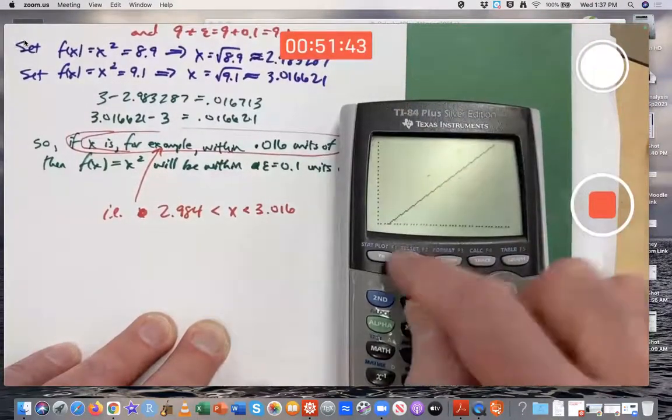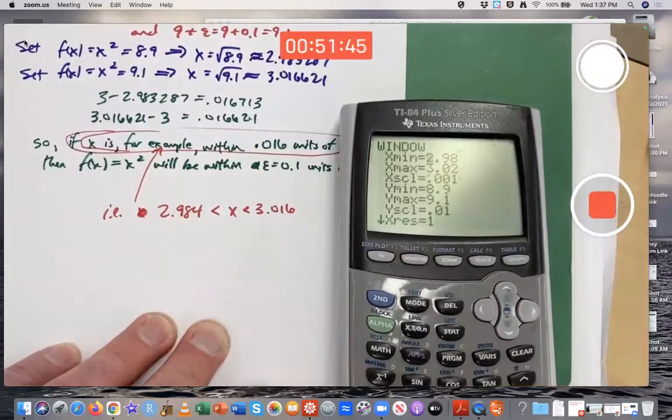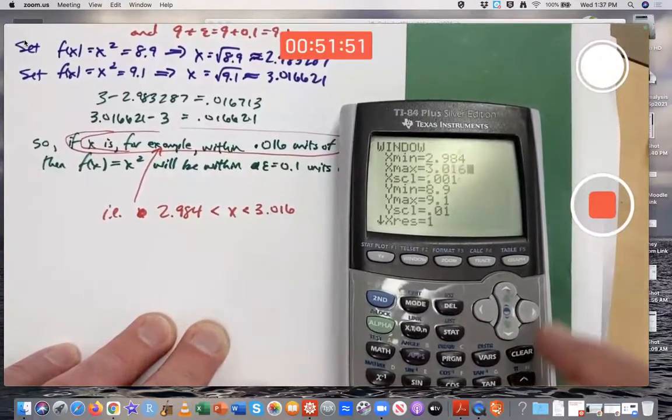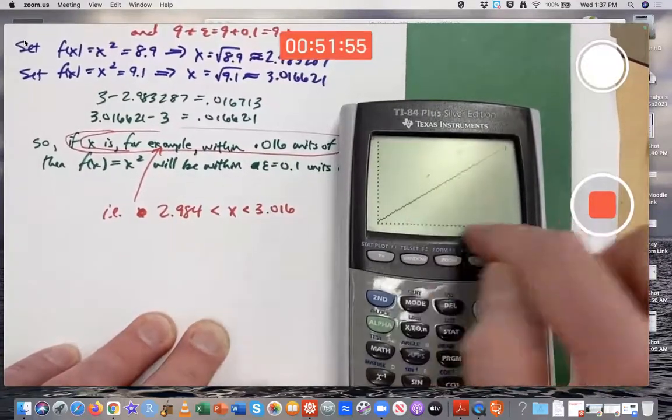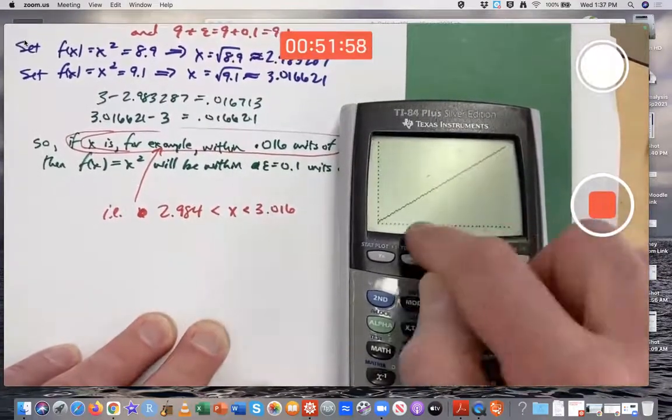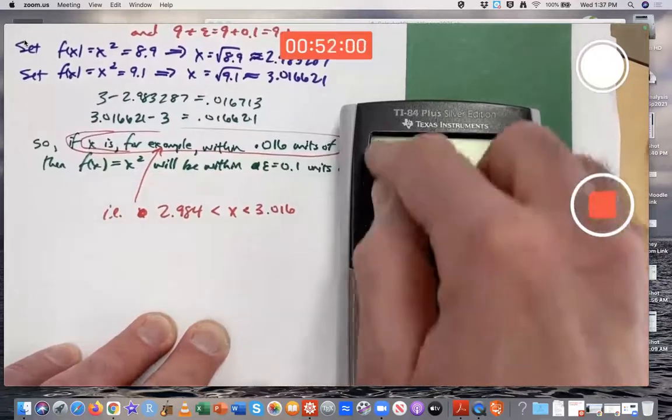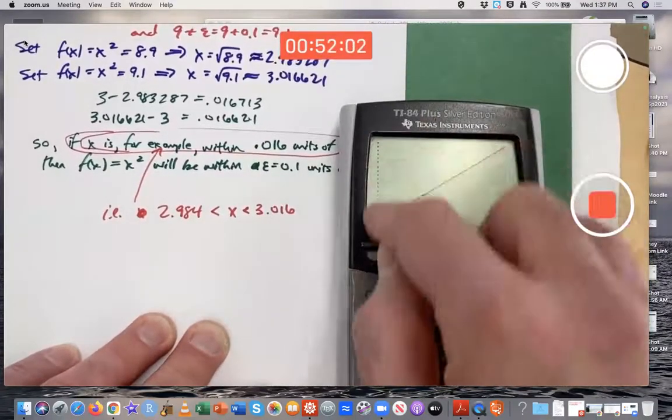I need to make x closer to 3. Let me go back to what I originally had, 2.984 and 3.016. Now it exits the left and right sides. For all x between 2.984 and 3.016, the y coordinates are between 8.9 and 9.1.